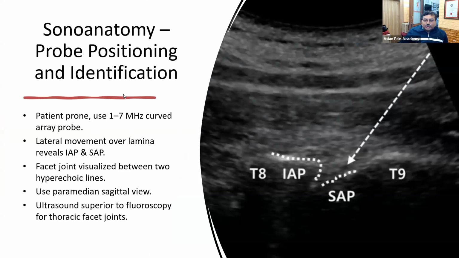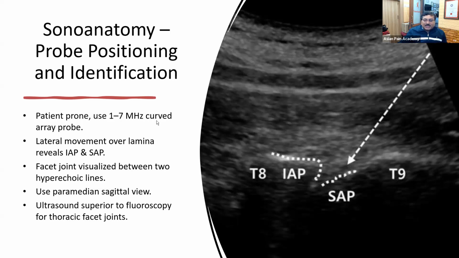Now coming to the sonoanatomy. Usually, the patient should be placed in the prone position, or it is possible in a sitting position as well. But when you are doing it in the sitting position, be careful about vasovagal attacks because that sometimes can be a little bit difficult to handle in some patients. So, except if the patient is aged, usually avoid the sitting posture. In a young patient, that can be performed. Usually, we keep the patient prone.